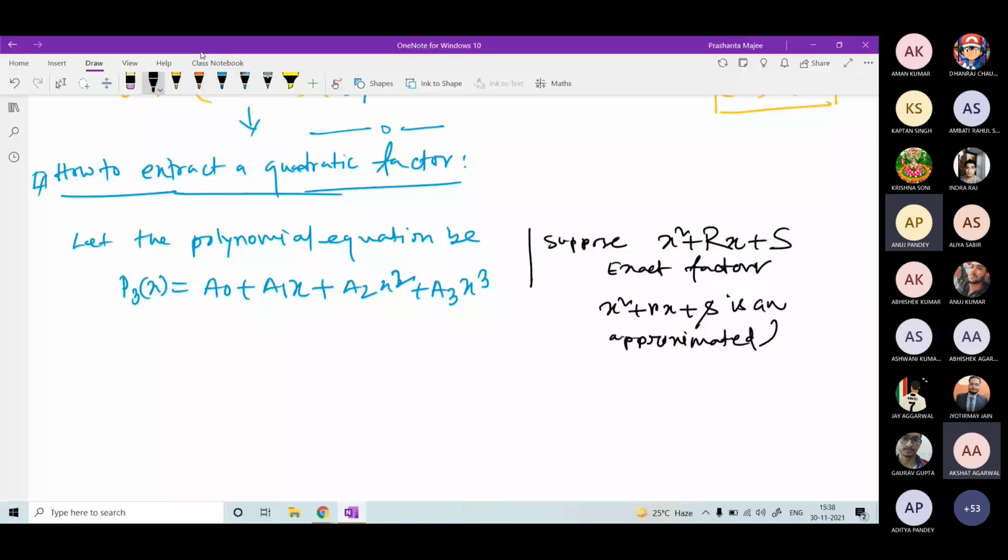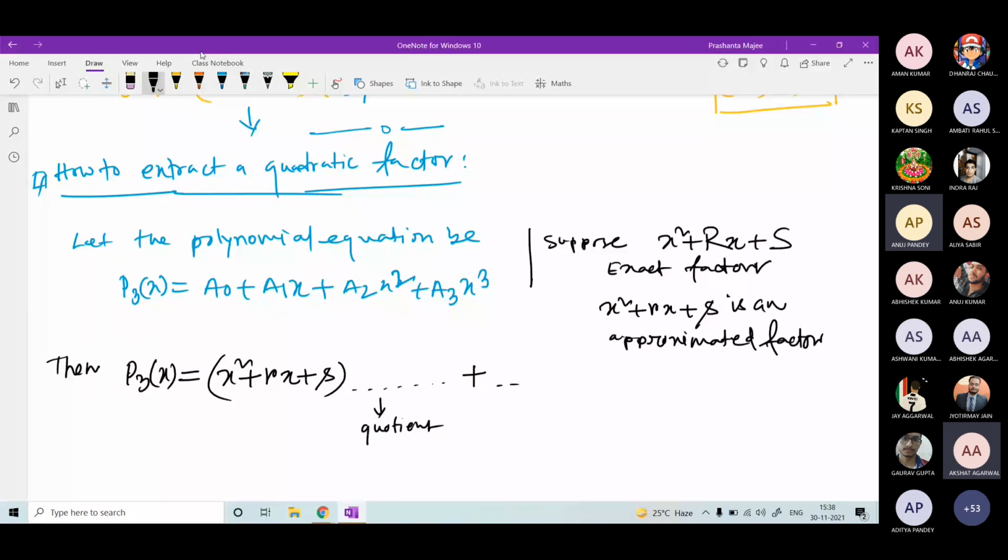So if you use the approximated factor, how to write P3(x)? Tell me. P3(x) will be (x² + rx + s) times something plus something. Tell me what are these? Whatever I am going to write here, that will be the quotient. And whatever I am going to write here, that will be the remainder.